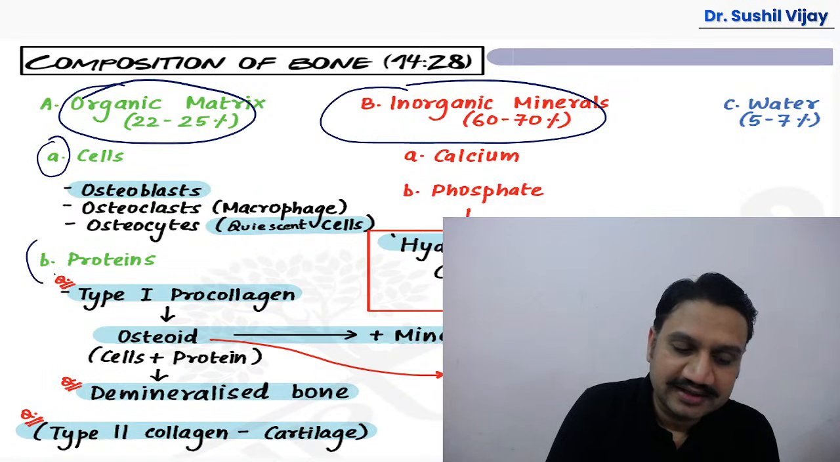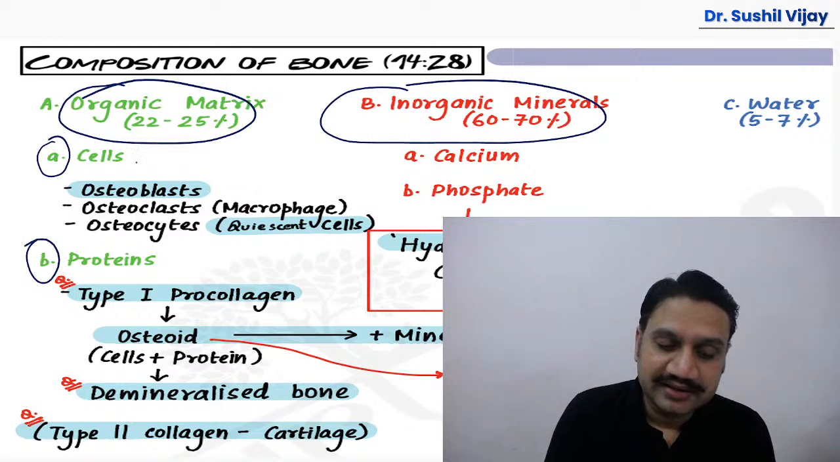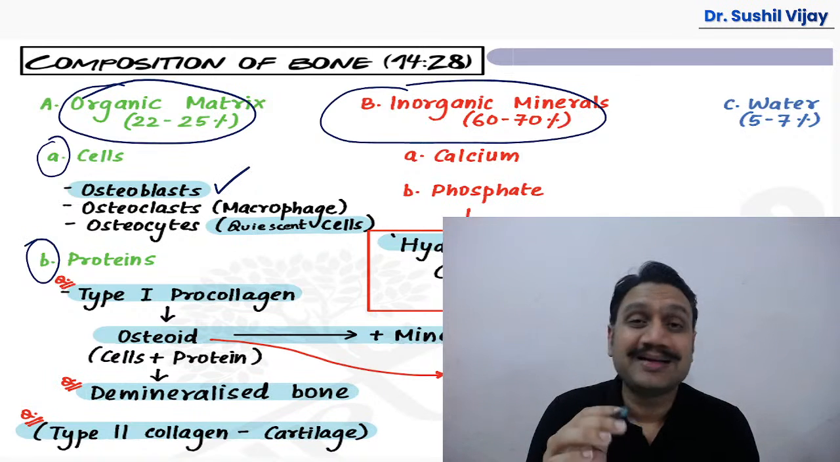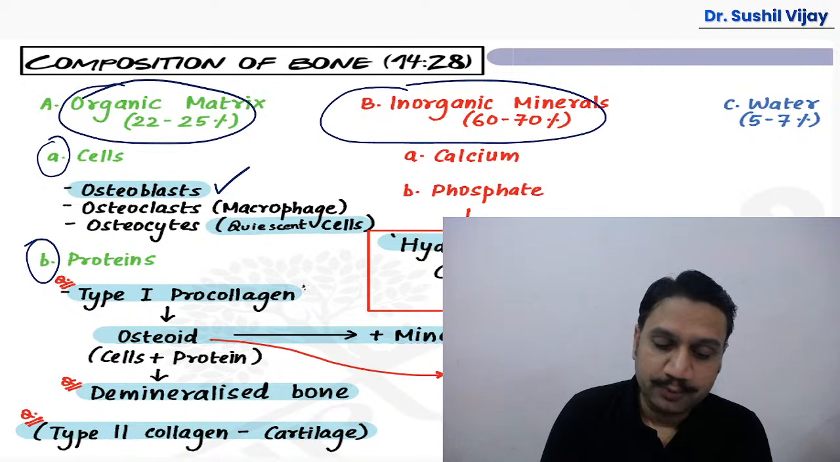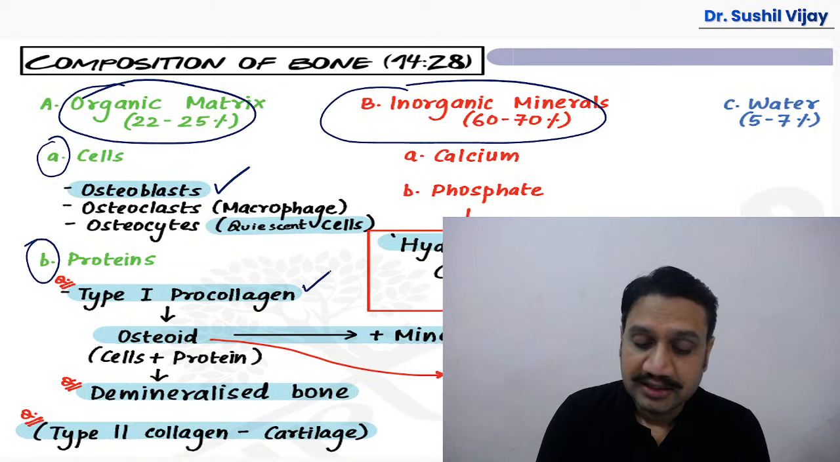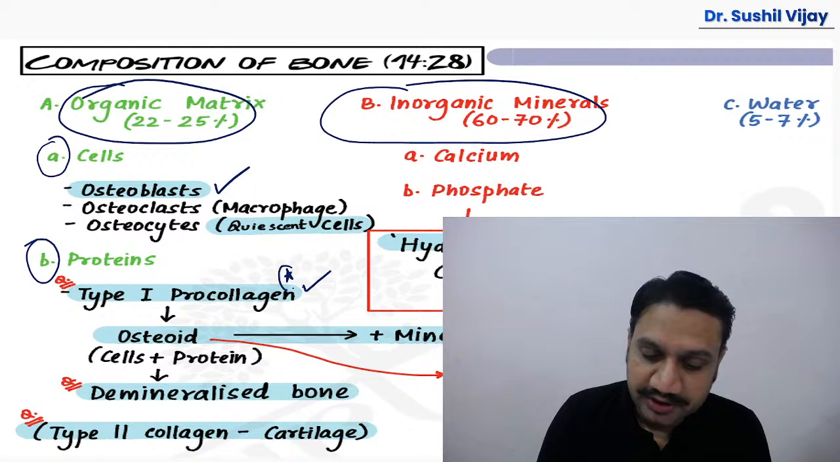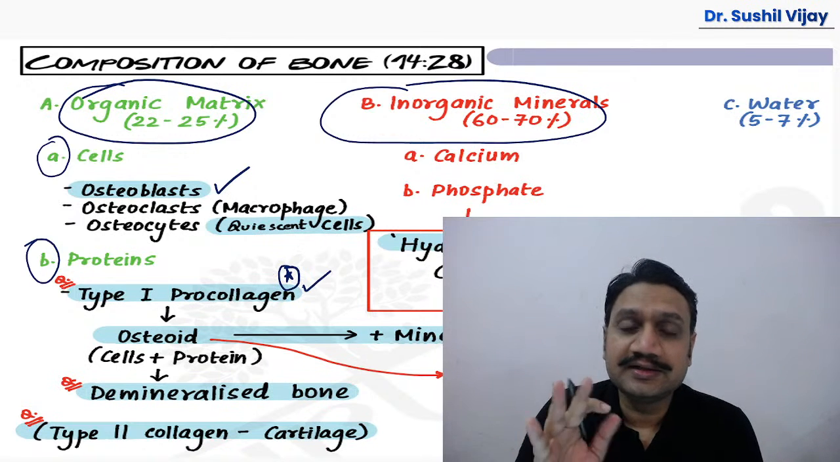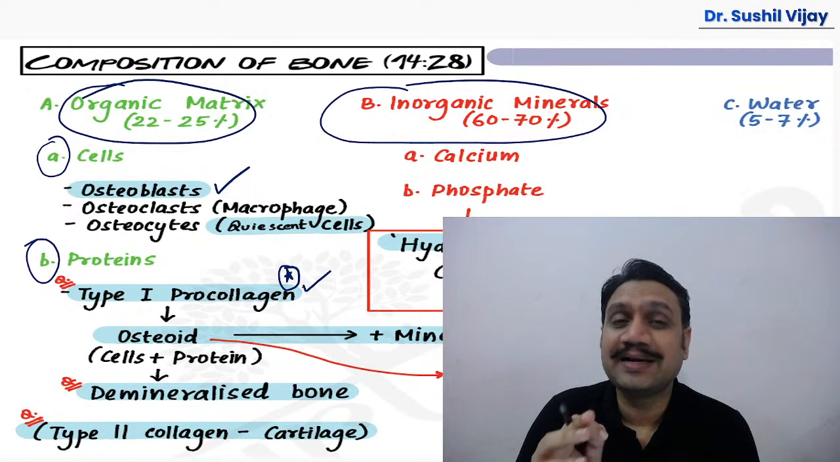the cell and the protein. The cell which makes the bone is the osteoblast only. And what this osteoblast secretes is the type 1 collagen, the type 1 procollagen. Please mind that this was an MCQ in your exam: what is the collagen which is there in the bones? It is type 1 procollagen.